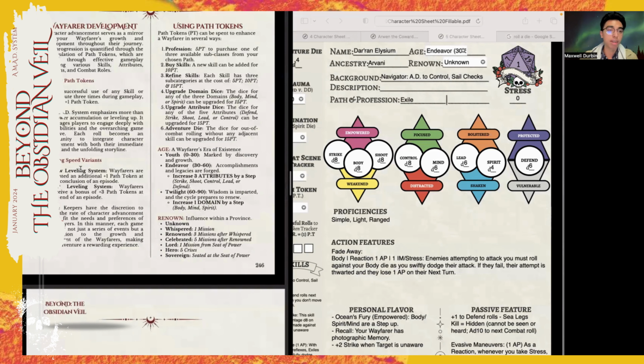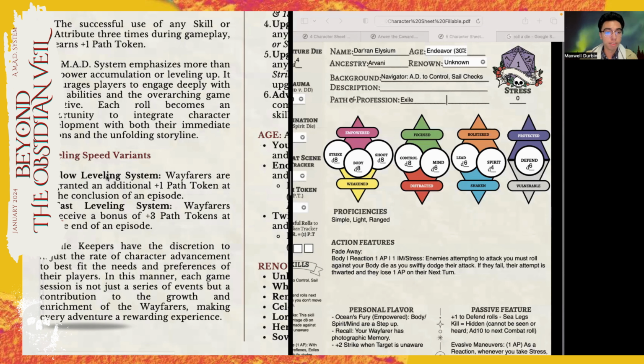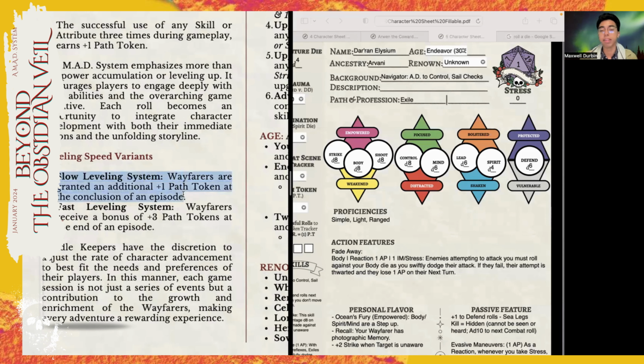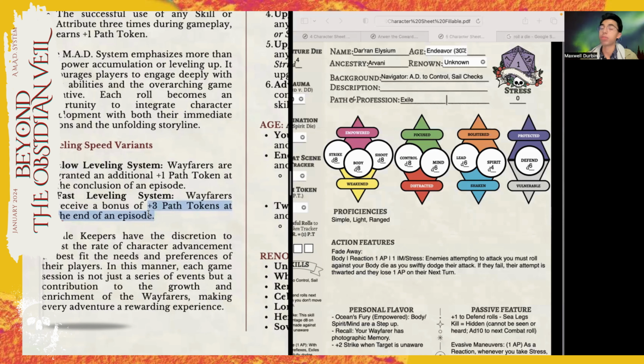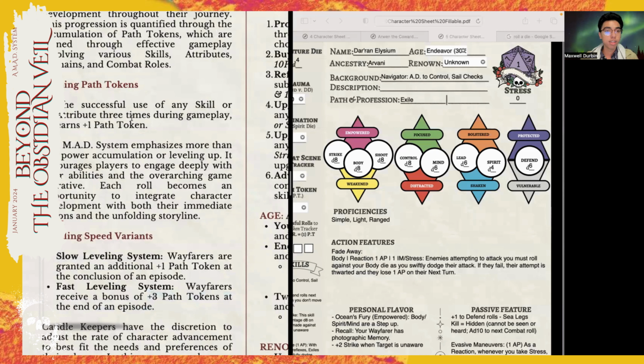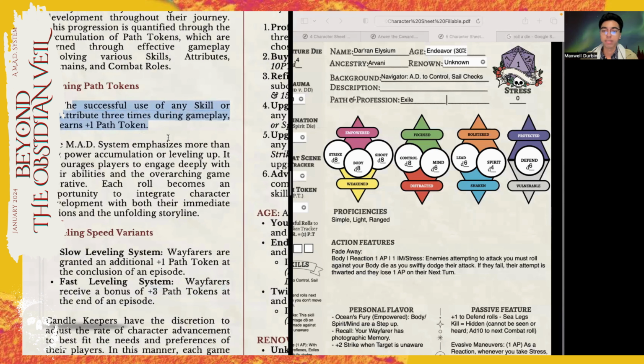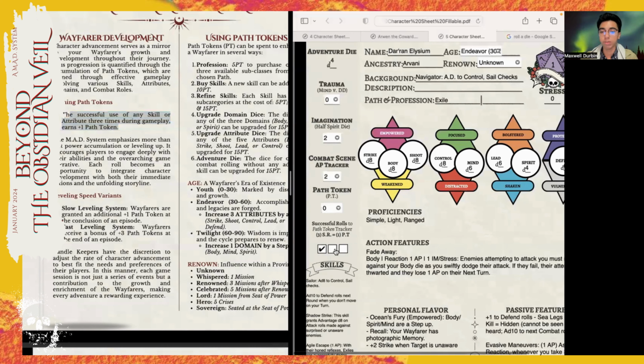There are different leveling speeds. So slow leveling, this is dependent on your Candlekeeper. You can do slow leveling, which grants you 1 path token at the conclusion of an episode or your session. And then there is fast leveling, which grants you 3 path tokens at the end of an episode or session. Earning path tokens, again, 3 successful rolls equals 1 path token.